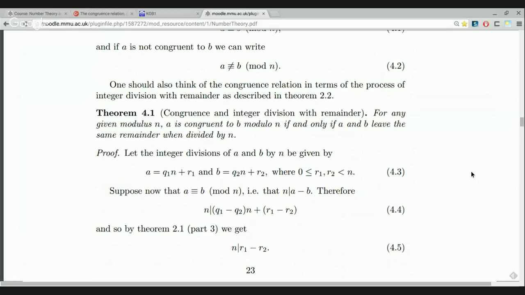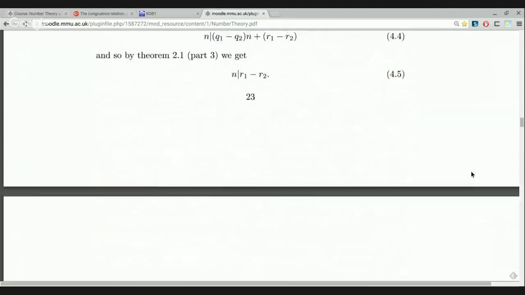And these are the standard smallest remainders. So when we divide one integer by another, here dividing a by n, and here dividing b by n, you leave behind a remainder which is between 0 and strictly less than n. So that's the smallest non-negative remainder that you can leave behind. So being congruent is the same as having the same remainder after division by n. We're regarding as equivalent all integers which leave the same remainder after division by n.